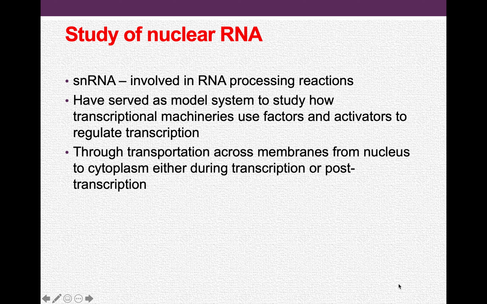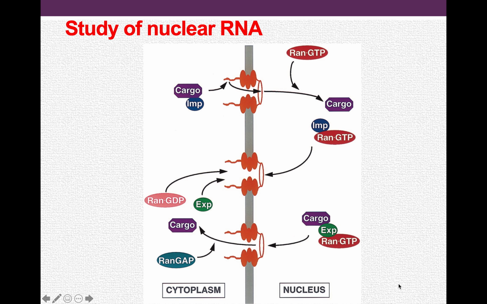As the name says, this study is done through transportation across membranes from nucleus to cytoplasm, and this is done during transcription or post-transcription. So basically, this is how it is done. I'm not going to dwell too much on this diagram because there is one activity for you to do. But simply said, it involves RAN-GTP, a protein that helps to move around the cargo, the load to be transported, from cytoplasm to nucleus or nucleus to cytoplasm, plus the RAN-GDP. So RAN protein is involved.